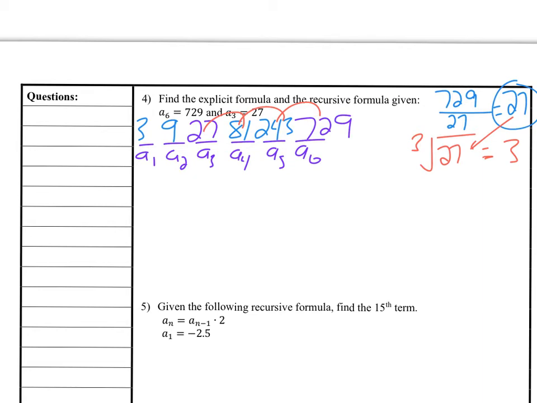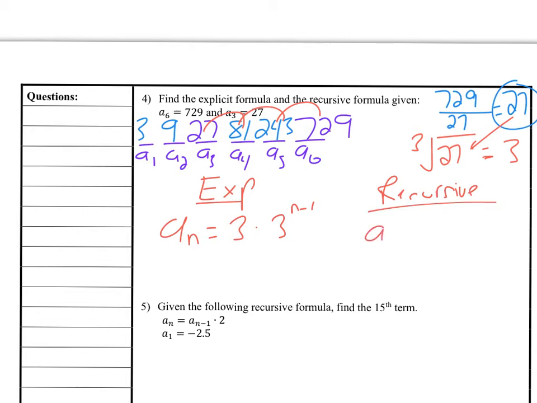All right. So the explicit formula. Since we have our starting number, we're good to go. a sub n is the first term, 3, times the multiplying number, which in this case is also 3, to the n minus 1. The recursive is going to be a sub 1. A subscript 1 is going to be 3. And what are we doing to the previous term? Well, we multiplied the previous term by 3, so it's 3 times the previous term, which is going to be our a sub n minus 1.